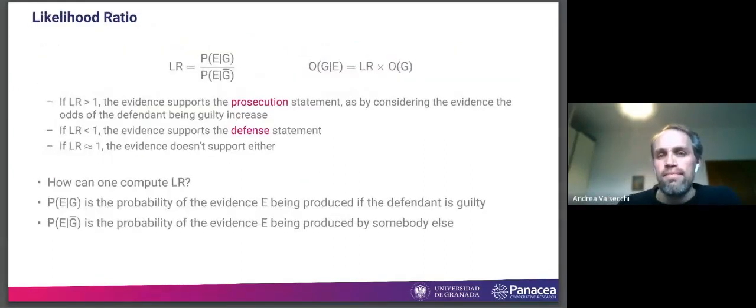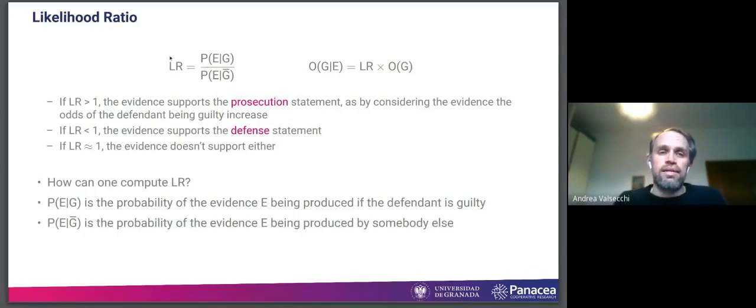Okay, now that we have had a look at the formula, we can try to understand how the likelihood ratio works. The important formula is, again, the one on the left, and we can see that if the likelihood ratio is bigger than 1, then the evidence supports the prosecution statement. Why? Because when we consider the evidence, the odds of the defendant being guilty get bigger because they get multiplied by a number that is bigger than 1.